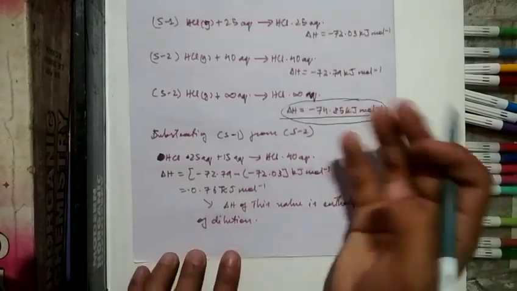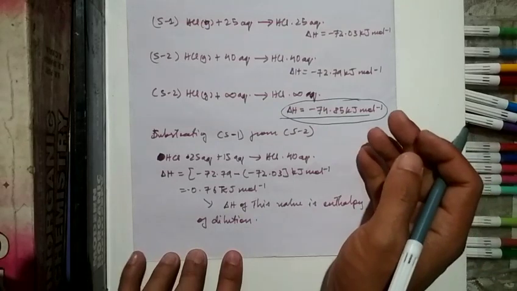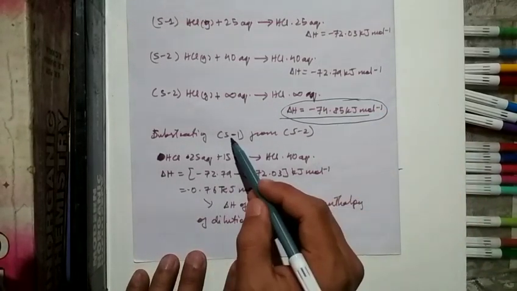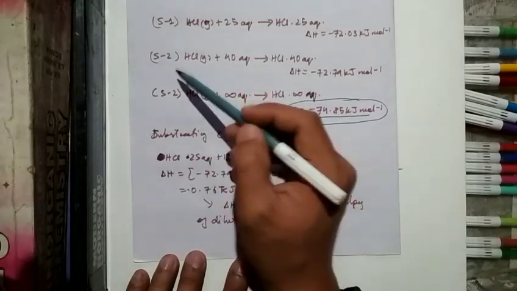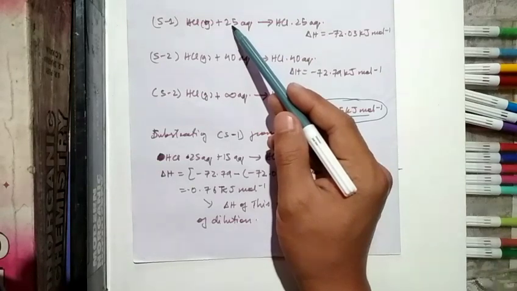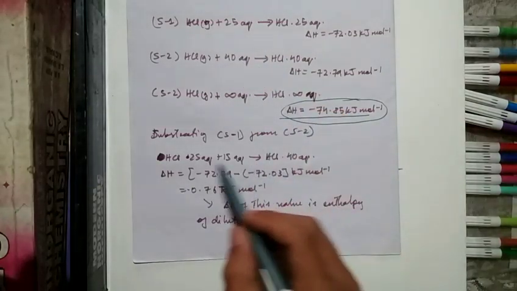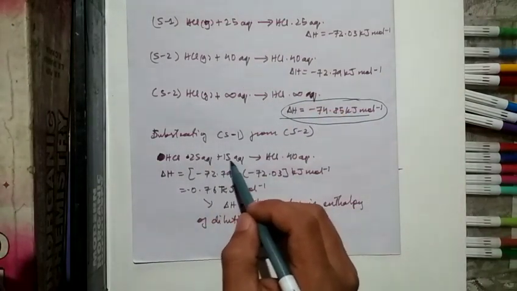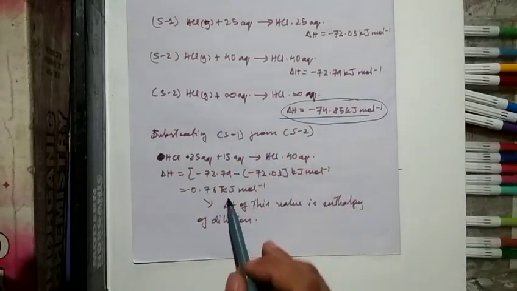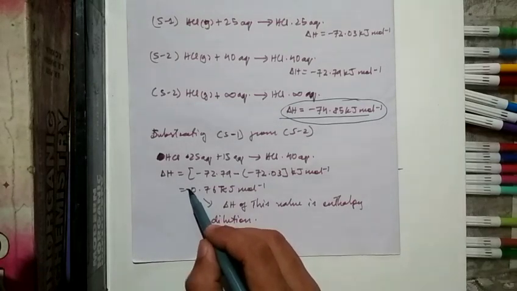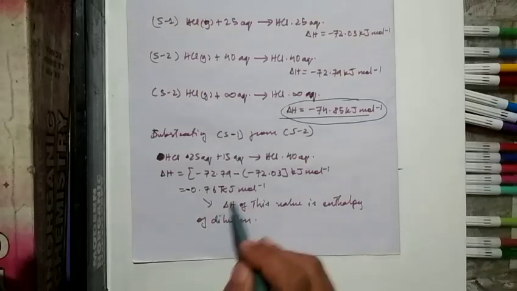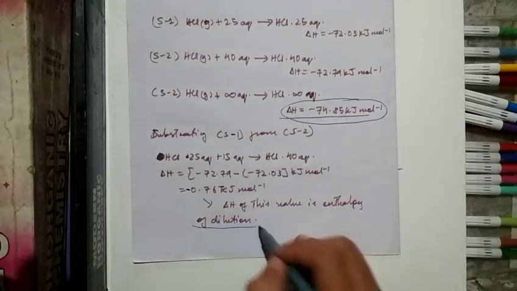And from here also we can calculate the enthalpy of dilution. We can subtract S1 from S2. In S1, if we add 15, we get 40. So HCl 25 aqua plus 15 aqua gives 40. Subtracting these two, what we get is minus 0.76 kilojoule per mole. So this is the enthalpy of dilution.